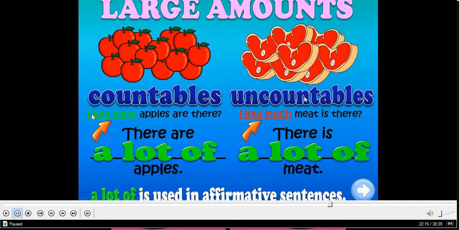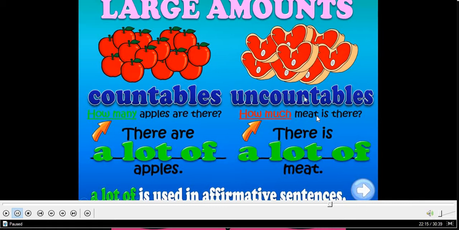So, how many apples are there? Why did I say how many? Because apples is a countable noun, okay? And this is a question. So countable and question, we use many. If I have a normal sentence, not negative, I use a lot of. So there are a lot of apples. But if I add a negative, like not, there aren't, I say there aren't many apples. So with a question and negative, we use many. With affirmative sentence, we use a lot of. This is for the countable nouns.